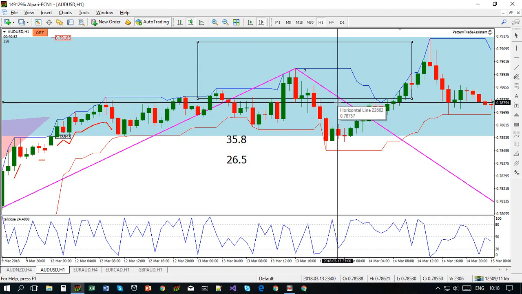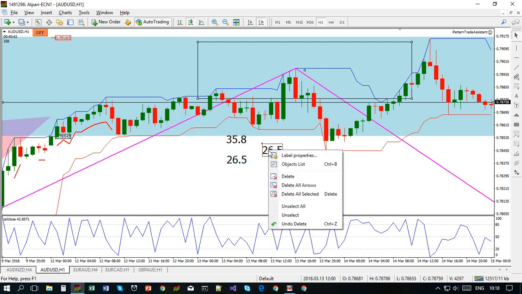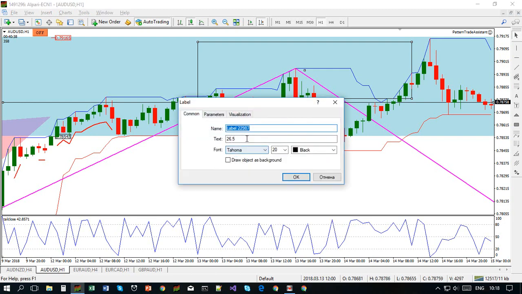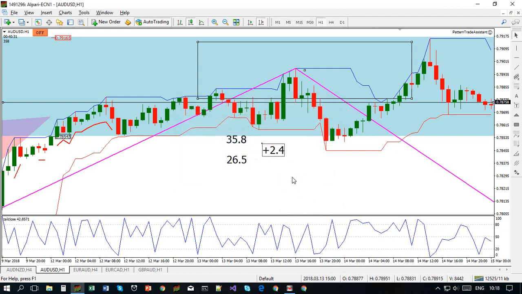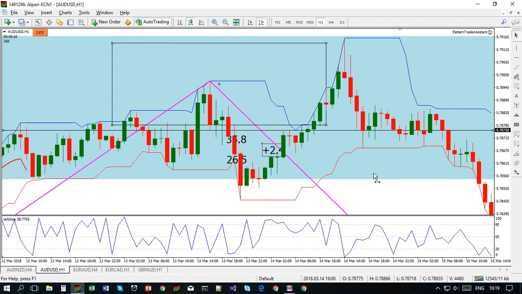So in this very trade, we had what? Plus 2.4 pips. It is a winner of 2.4 pips. You see, although we hit our stop loss, it is still a winner. After having this stop loss, we next look at some other trading opportunity within the same range.